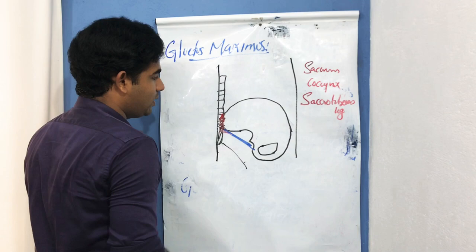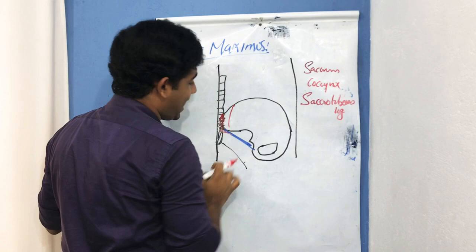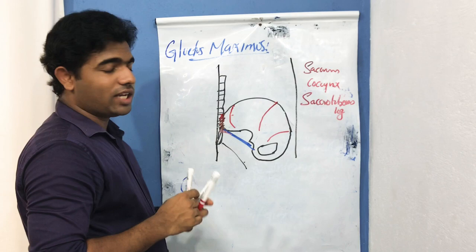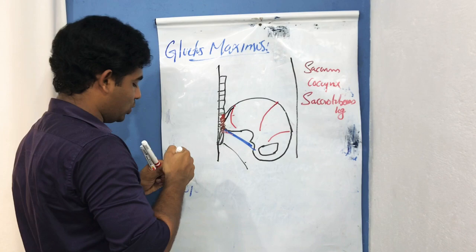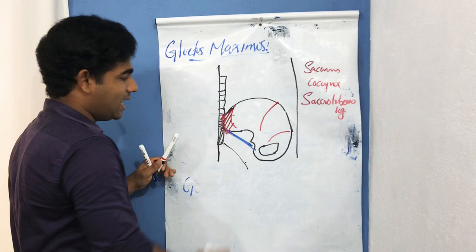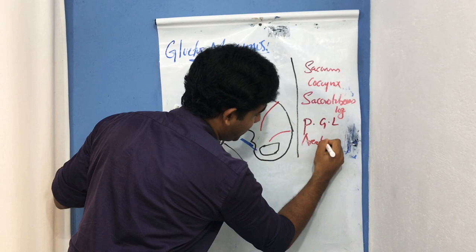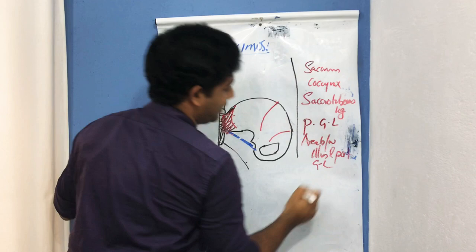The pelvic bone actually has three gluteal lines: a posterior gluteal line, an anterior gluteal line, and a very small inferior gluteal line. The first gluteal line is your posterior gluteal line. This muscle arises from this area too, that is, from the posterior gluteal line and the area between the posterior gluteal line and the ilium. So this is the origin of this large muscle.